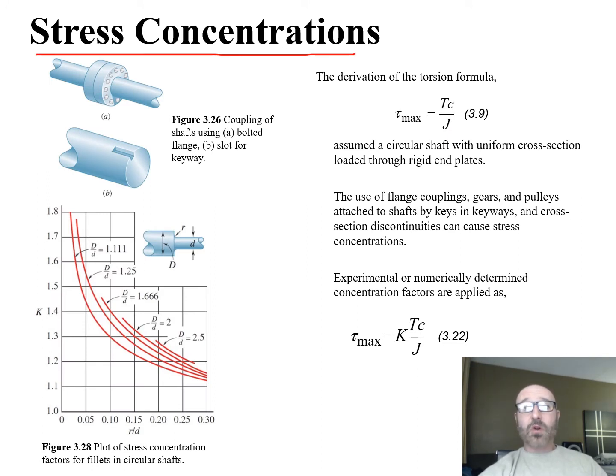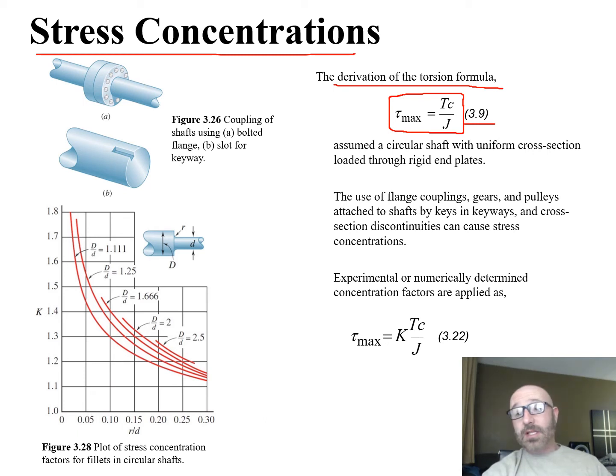Before we get started here, we're going to go back and review our derivation of our torsion formula. So we can reference back in our textbook to equation 3.9, and we can see this relationship for our tau max, equal to T times c over J. This is for an assumed circular shaft with uniform cross-section loaded through rigid end plates. Now, one thing to consider here is that the use of flange couplings, gears, pulleys, and attachments to shafts by keys and keyways, and cross-section discontinuities, can cause stress concentrations.